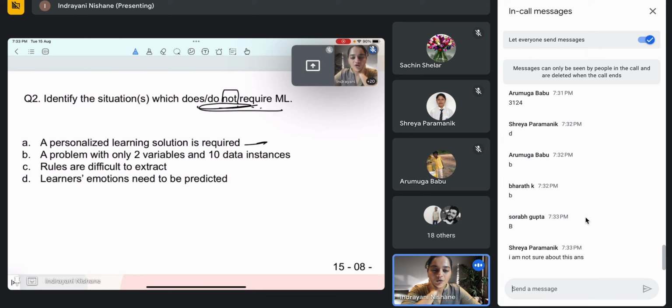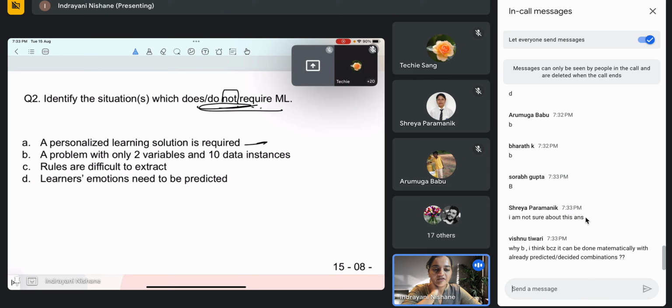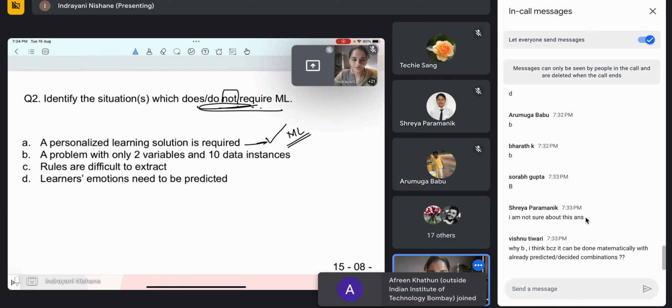So whenever we want to have personalized feedback or personalized adaptive content for the learner, then we need to use an ML algorithm to predict the learner's requirement beforehand, so that we can give the content accordingly. It will require using some machine learning algorithm, because when there is no human tutor available, we have to proactively predict the learner's requirement and modify our content accordingly. So that's why option A will always require some kind of machine learning algorithm. Now let's go back to option C, rules that are difficult to extract.